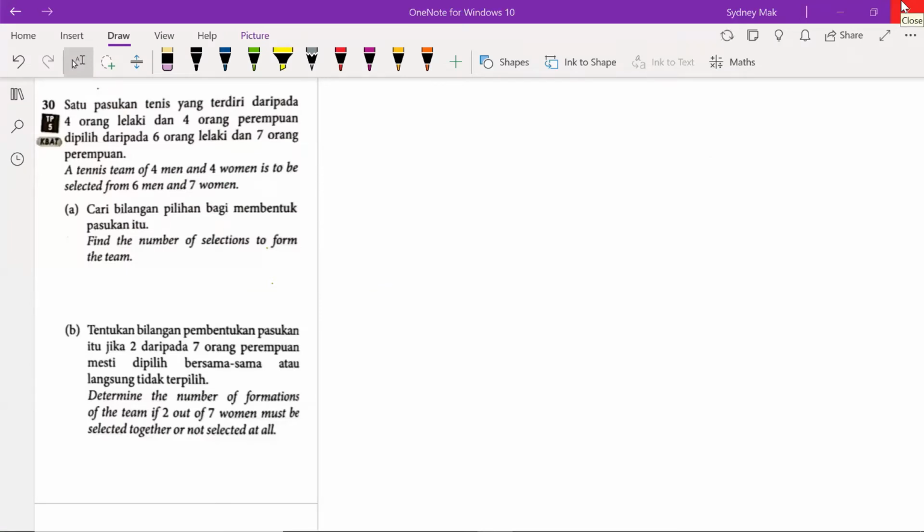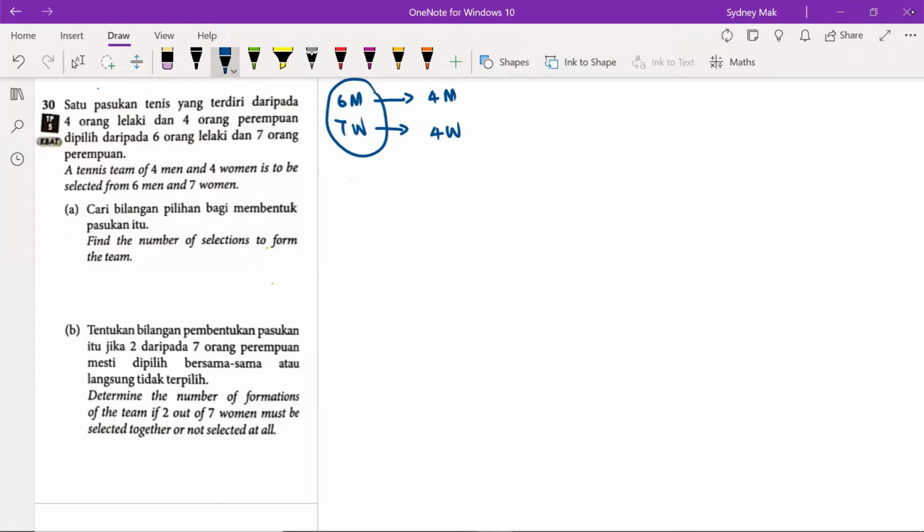Hi everyone, this is Practice Formative of Chapter 4, question number 30. A tennis team of 4 men and 4 women is to be selected from 6 men and 7 women. So we have 6 men and 7 women to choose from. Out of the men, we have to choose 4, and out of the women, we have to choose 4 as well. We need to find the number of selections to form the team.